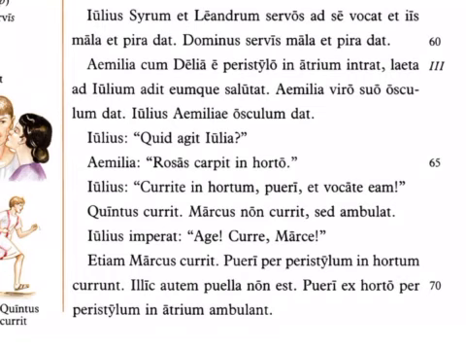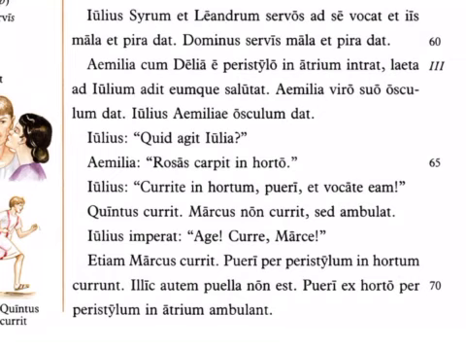All right, Julius says, Quid agit Julia? What is Julia doing? And Aemilia says, Rosas carpit in horto. She is picking roses in the garden. And Julius says, Currite in hortum, pueri, et vocate eam. Run into the garden, boys, and call her.